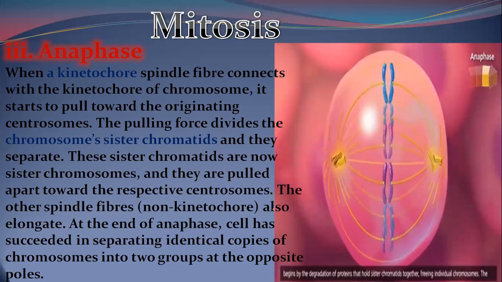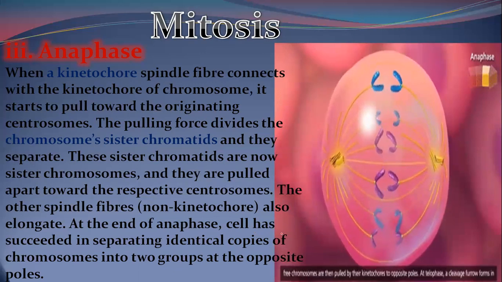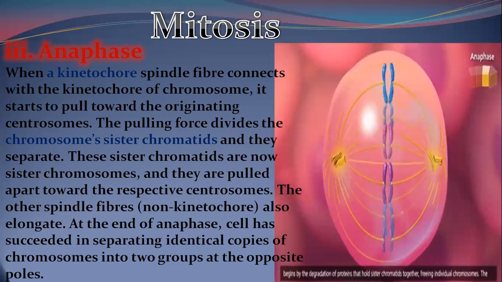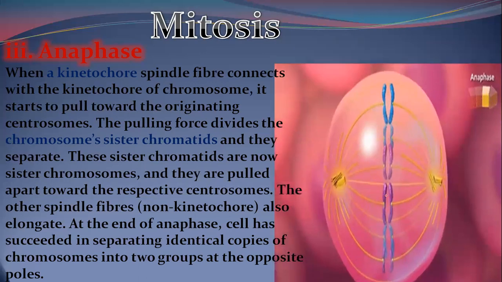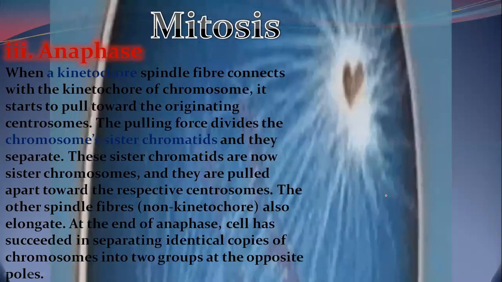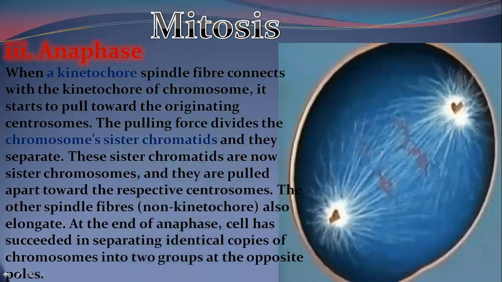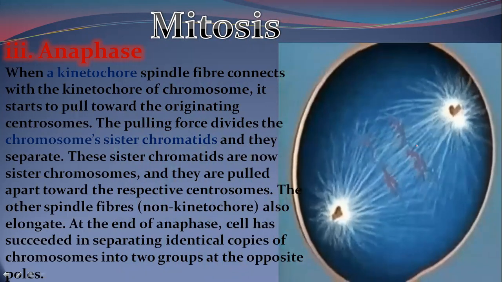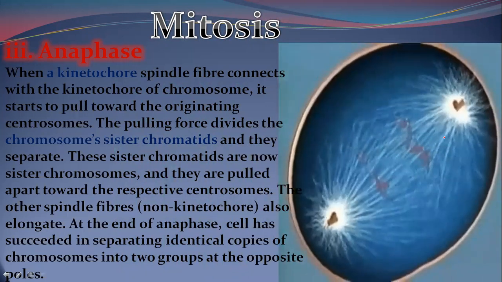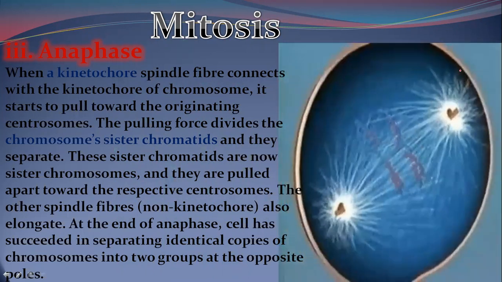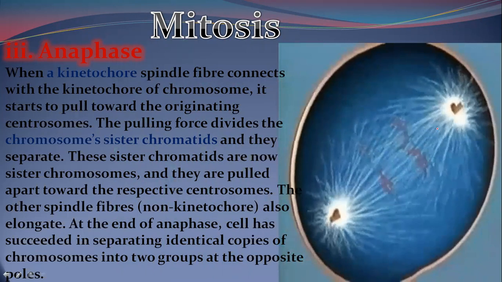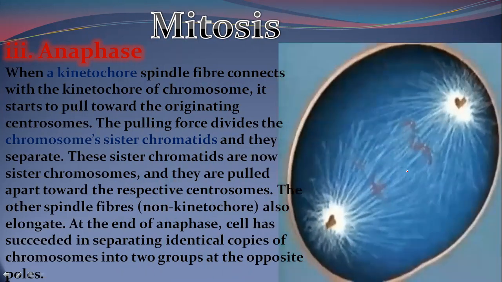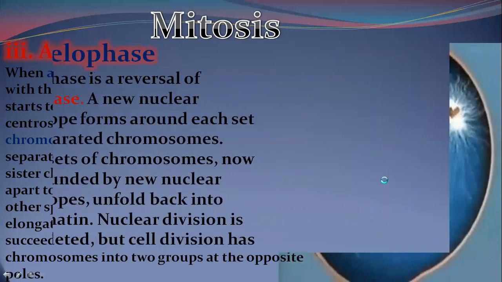The other spindle fibers, the non-kinetochore fibers, also elongate. And at the end, the anaphase cell has succeeded in separating identical copies of the chromosomes into two groups at the opposite poles. You can see here from the center, these fibers are stretching, and they shrink from here, but they are actually elongating and shrinking also. When they shrink on this side, they stretch on the other. So these break from the center and move to both sides.